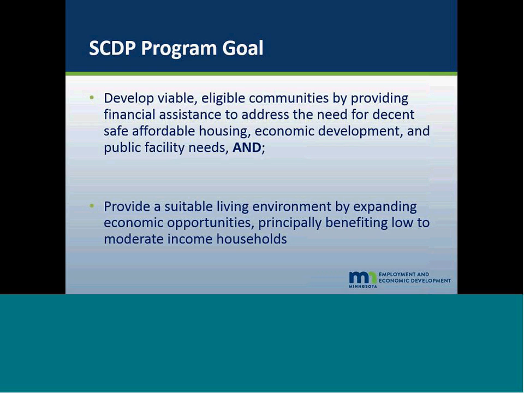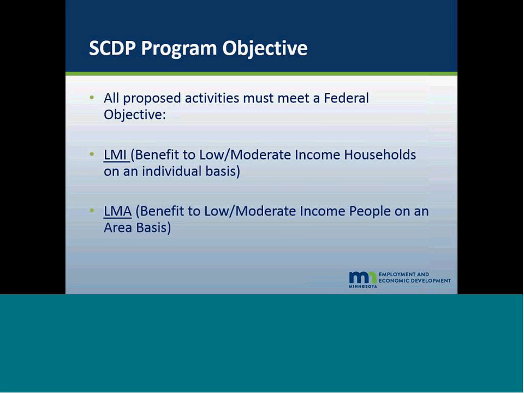The goal is to develop viable, eligible communities, providing financial assistance to address the need for decent, safe, affordable housing, economic and public facility needs, and also to provide a suitable living environment, expanding economic opportunities, principally benefiting low and moderate income households. And that you can see in your preliminary proposal in the first 6 pages. Some of these program objectives.